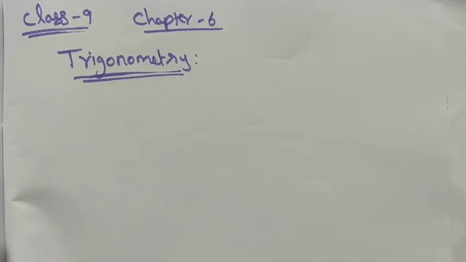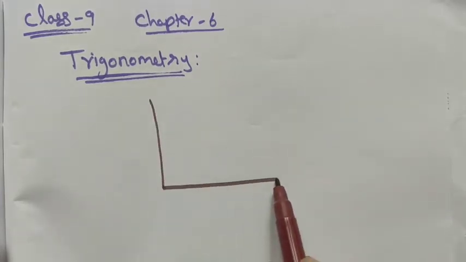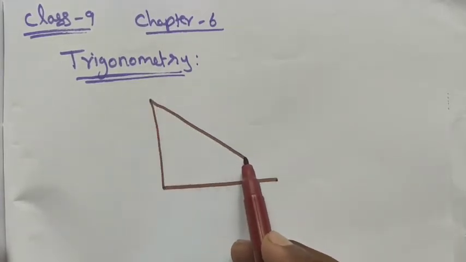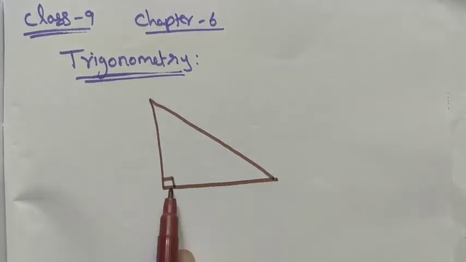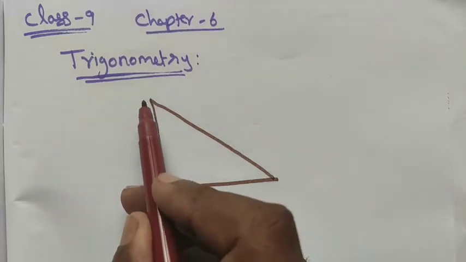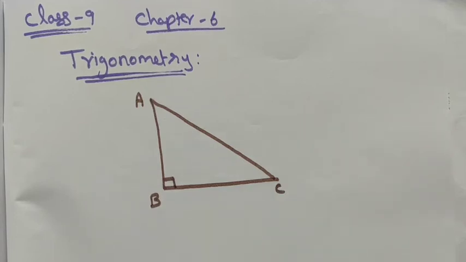Let me take it as a right angle triangle. What is the condition for a right angle triangle? If one of the angles is 90 degrees, then we can say it is a right angle triangle. Let me take it as this is A, B and then C.